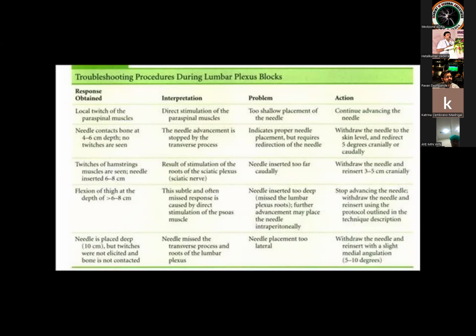If there is flexion of the thigh at a depth of more than 6 to 8 centimeters, it means the needle is inserted too deep and we have missed the lumbar plexus. Further advancement may place the needle intraperitoneally. So we have to stop advancing, withdraw the needle, and reinsert using the protocol outlined in the technique we described.